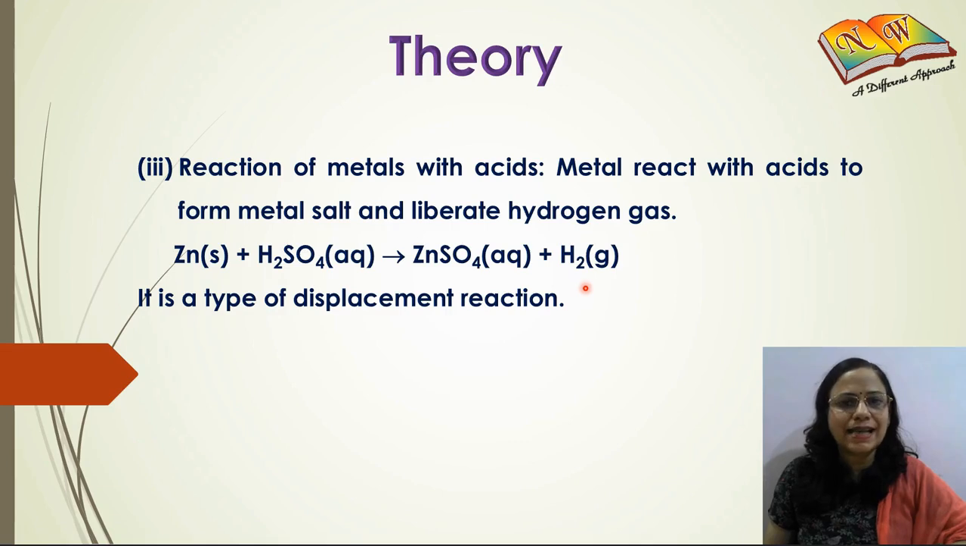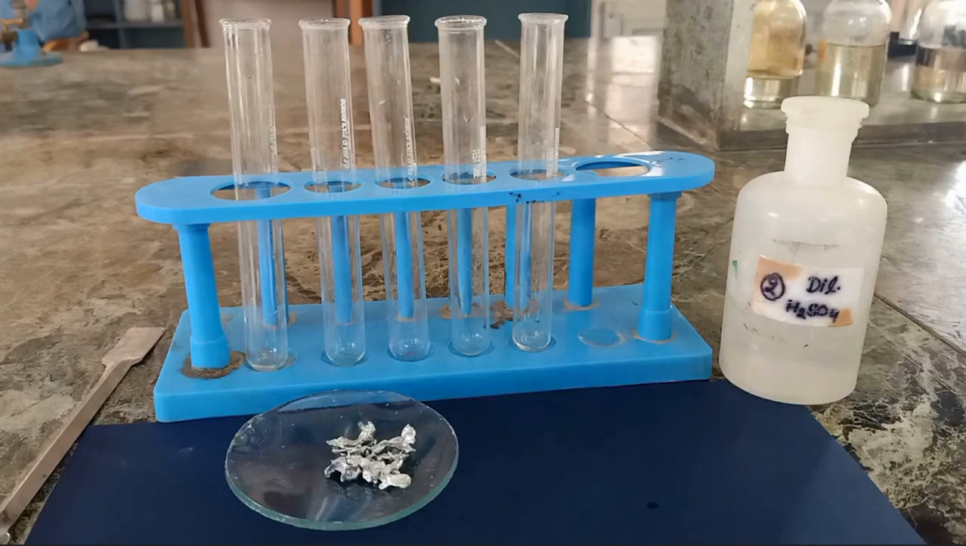We can test this gas by bringing a burning splinter close to the mouth of the test tube in which we are carrying out this reaction, and we will see the bubbles explode with a pop sound, showing that the gas evolved is hydrogen. So this is again an example of a displacement reaction, and yes, this too is a chemical change.